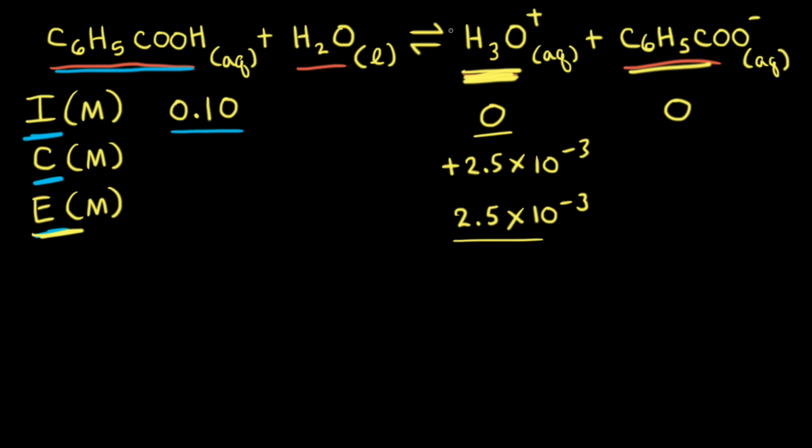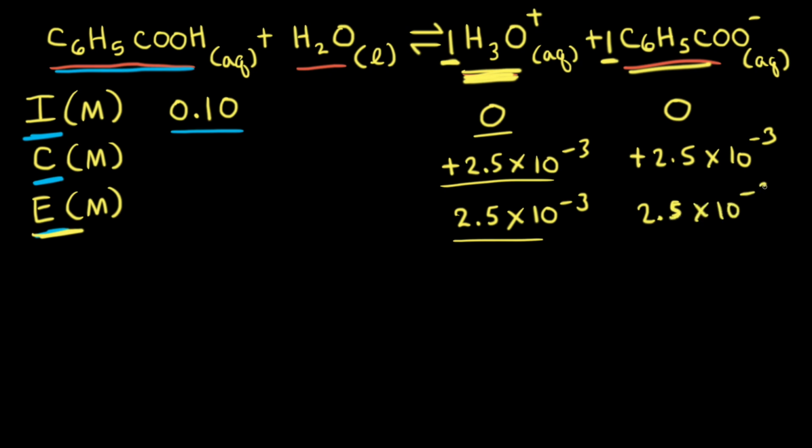Looking at the mole ratio of hydronium ion to benzoate, it's a 1-to-1 mole ratio. So if hydronium ion increased by 2.5 times 10 to the negative third, so did the benzoate anion. So I can go ahead and write here plus 2.5 times 10 to the negative third, which means the equilibrium concentration of benzoate anion would also be 2.5 times 10 to the negative third.